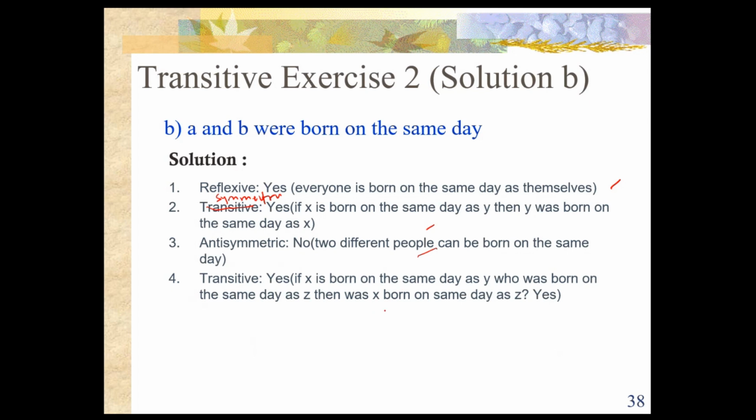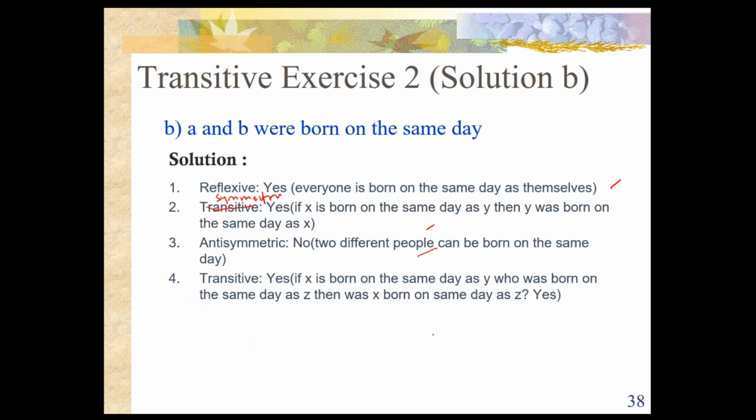Transitive, yes. If S is born on the same day as Y, who was born on the same day as Z, then S is also born on the same day as Z. Think of two other friends who share the same birthday as you. You are born on, let's say, 31st of August, your friend A, 31st August, friend B 31st August. So if you're born on 31st August, then friend B is also 31st August, right? So this is transitive, yeah?